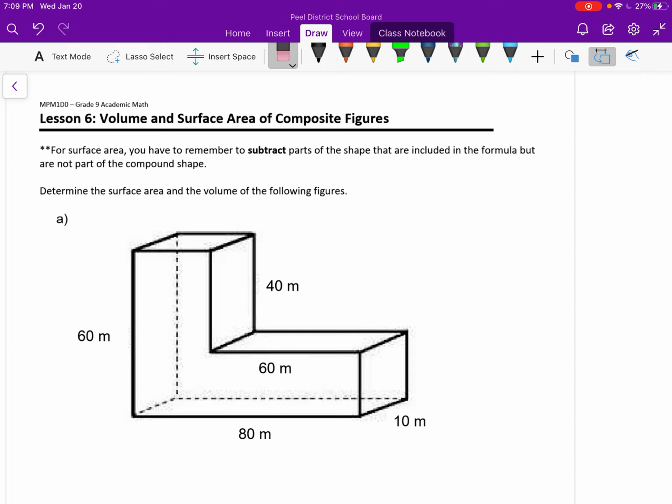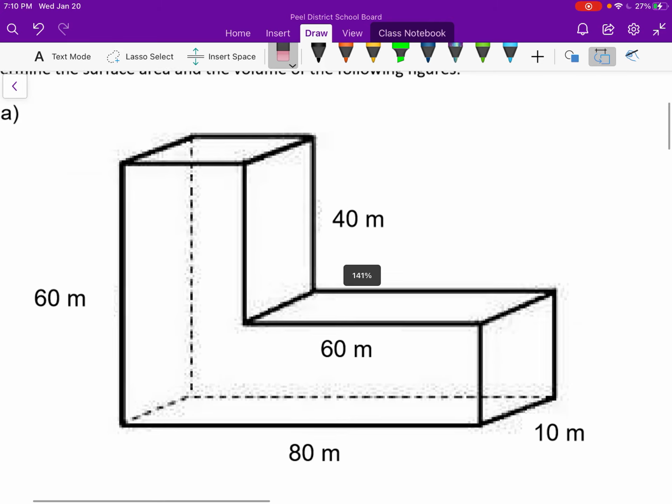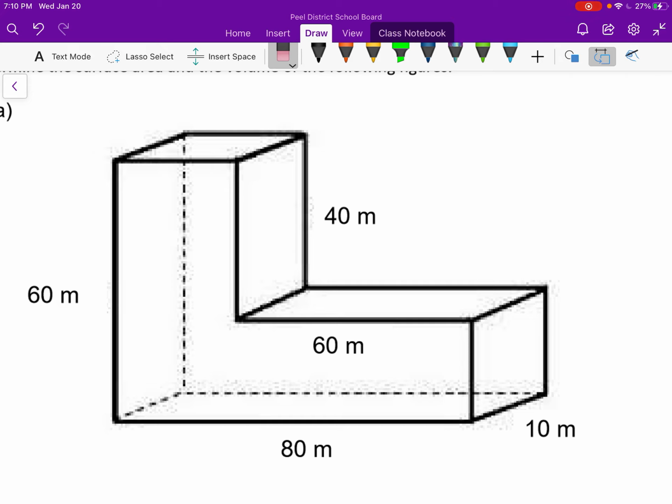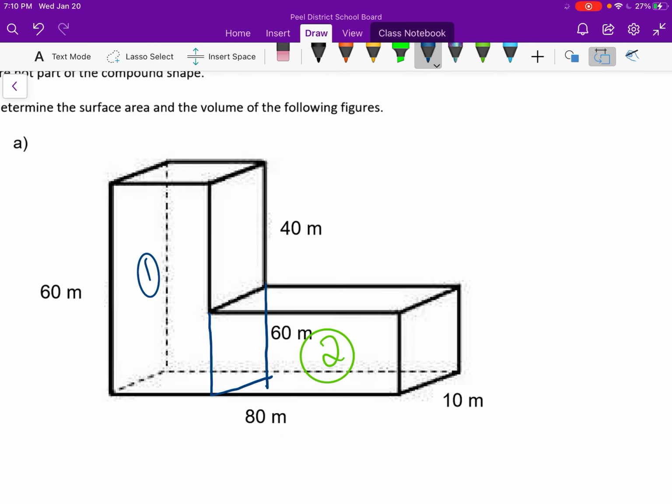So when we're determining the surface area and the volume, I'm going to start off with the volume just because I personally find that a little bit easier, and then surface area gets a little bit complicated. So I'm going to have to erase my shapes in order to go over that with you. But right off the bat, let's split this up into 2 shapes. I'm going to split this up into 2 boxes like that. I'm going to call this the blue box, box 1, and this green box, box 2.